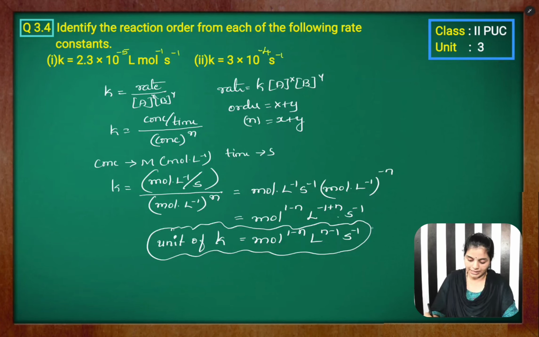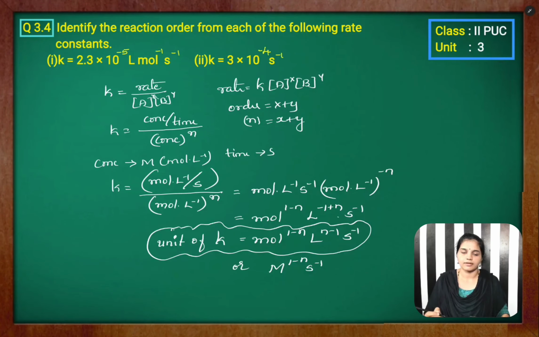So in general, the unit of K is mole raised to 1 minus N and liter raised to N minus 1, or if I consider mole per liter as molar, then molar to the power 1 minus N, second to the power minus 1. Now, in order to find the order of the reaction using the value of the rate constant that they have given, we shall compare the unit of K with the unit of the rate constant given in question number 1 and 2.